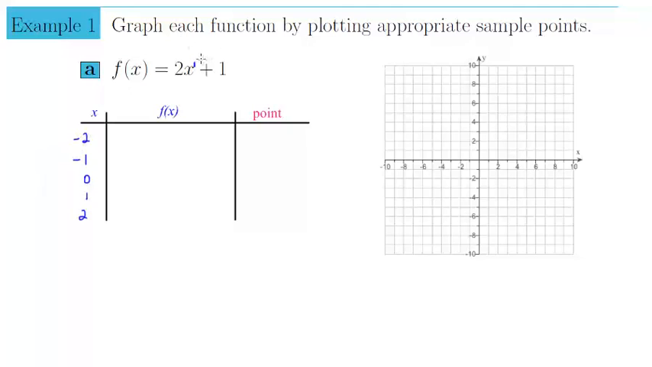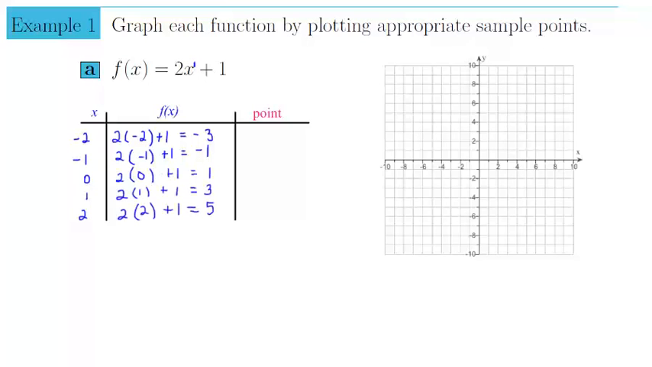So when I plug -2 into this function, I'm going to get 2 times -2 plus 1. So -4 plus 1, which is -3. When I plug -1 into this function, I get 2 times -1 plus 1, which is -1, etc. So let me go ahead and put the work for the rest of them without talking about it. So there's my y values.